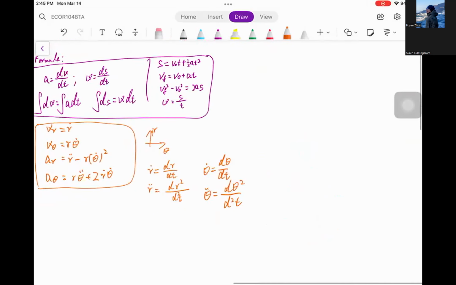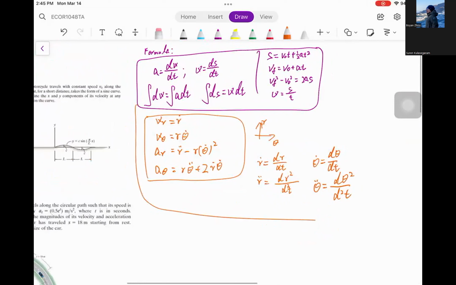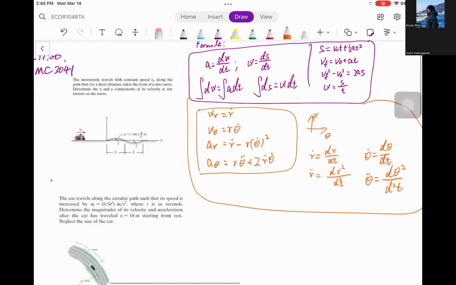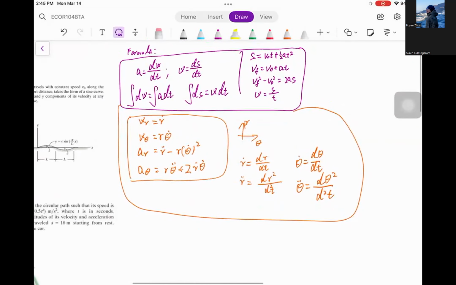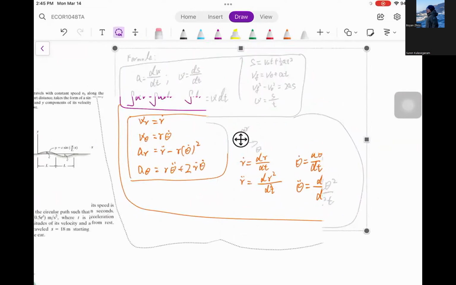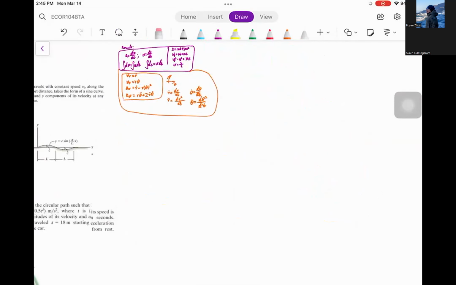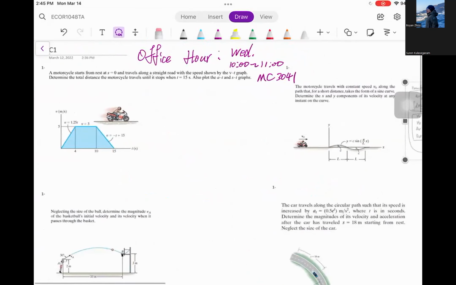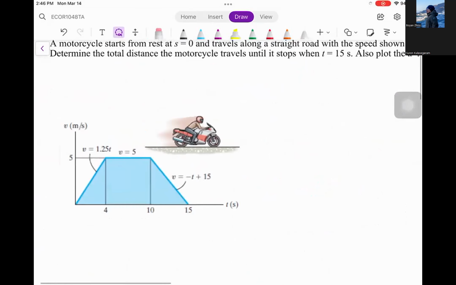Okay, so those are the formulas we're going to use for our P section today. And then we can go to our first question. Okay, I'm going to make it smaller.